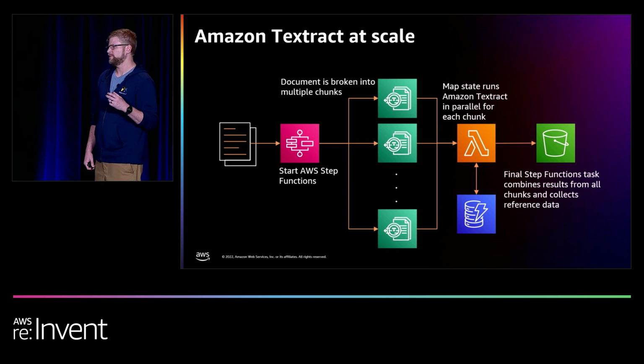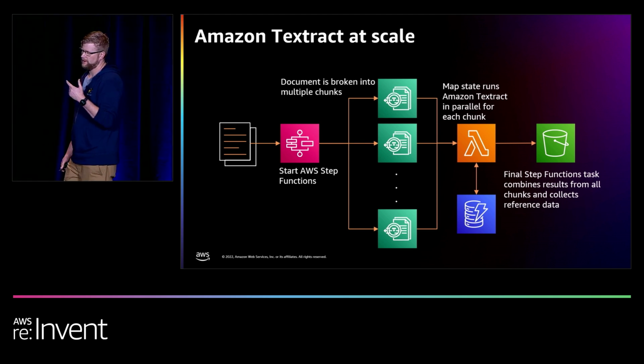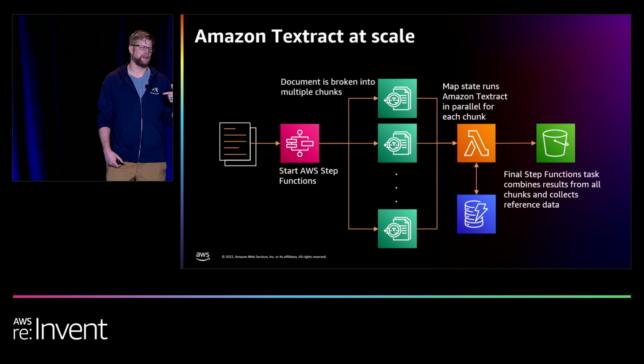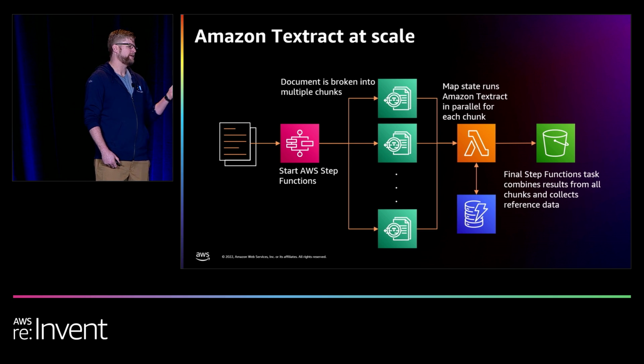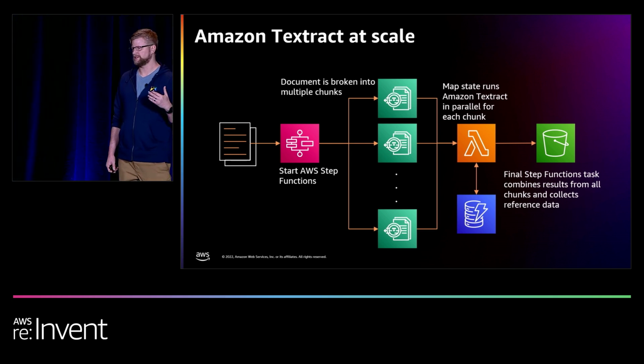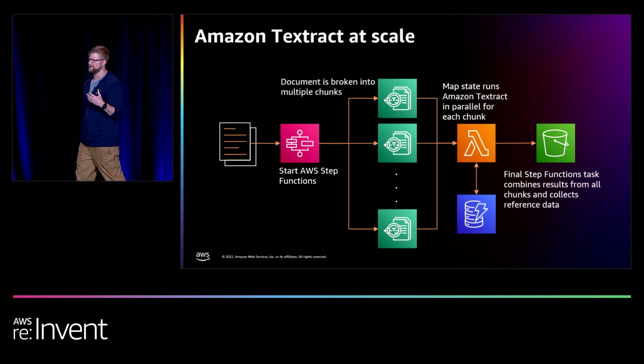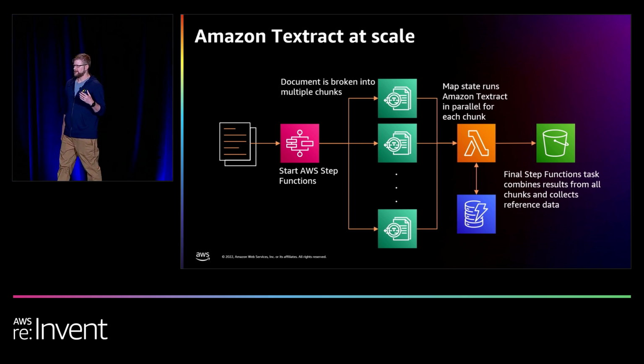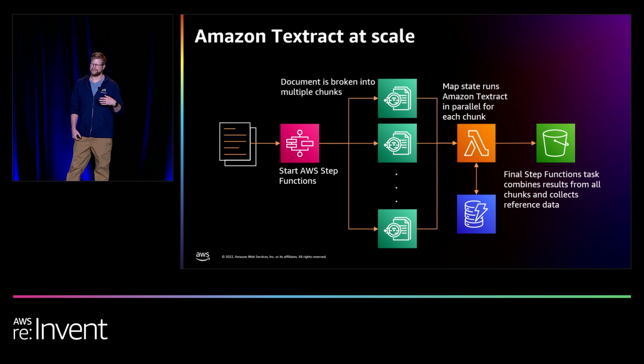Effectively, what happens is someone uploads a document. Well, they call our API, they get a pre-signed URL to upload a document into an S3 bucket. Document hits the S3 bucket, and that triggers our step function. First thing in our step function reads the document and determines how large it is, and then breaks that document into chunks of around 200 megabytes.